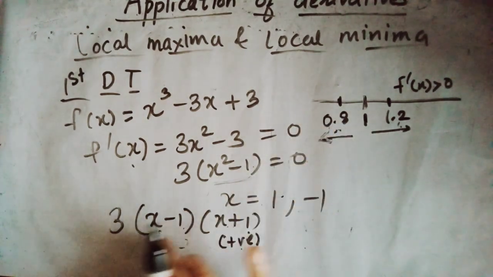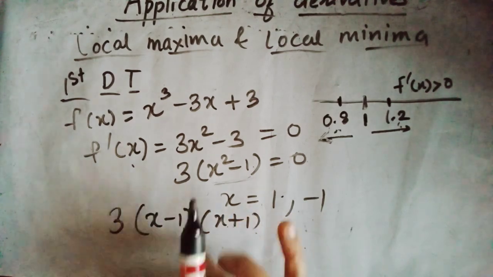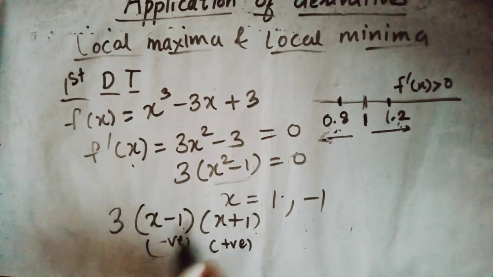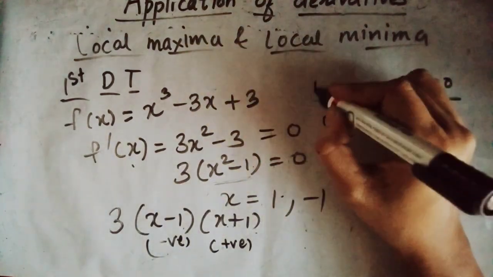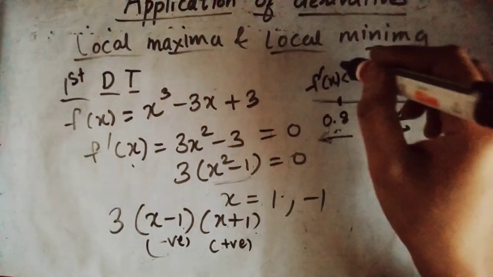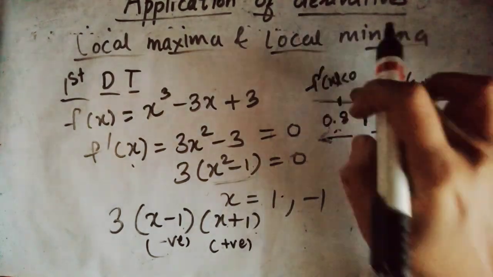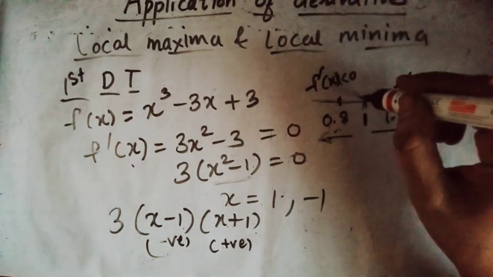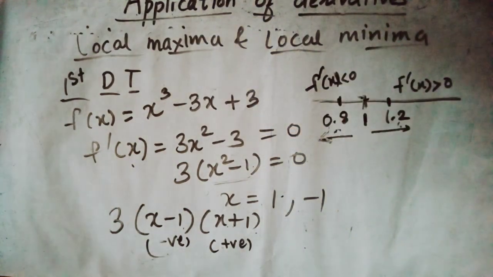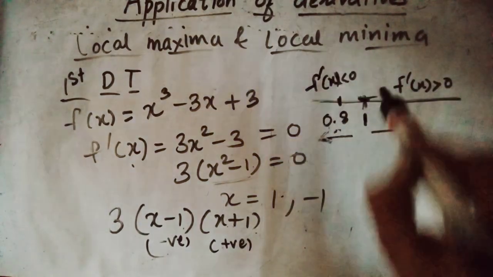If I put 0.8 here, this is a smaller number minus 1, so this will be negative, and the other factor is positive, so the outcome will be negative. So f dash of x is negative to the left side. The function is going to be decreasing and then increasing, so for x equals 1 it will be a minimum point.